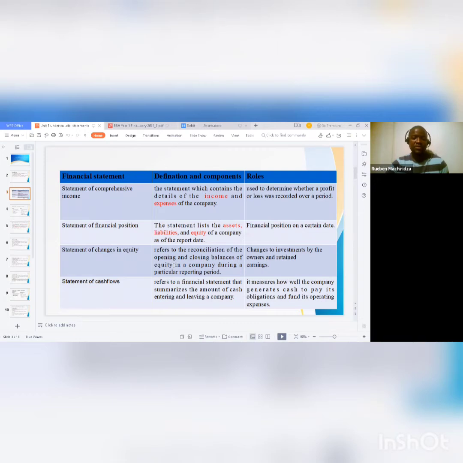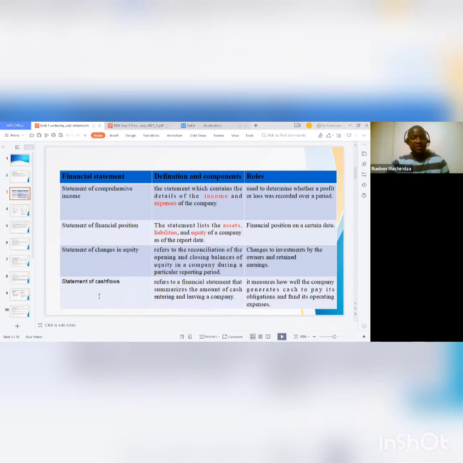Because when the owner brings in capital, when the owner brings in money, they expect to make profit out of it. So when they make profit, we see it in the statement of changes in equity. When they make a loss, we see it in this statement. So this is a very important statement that we will also look at in detail as the course goes on.